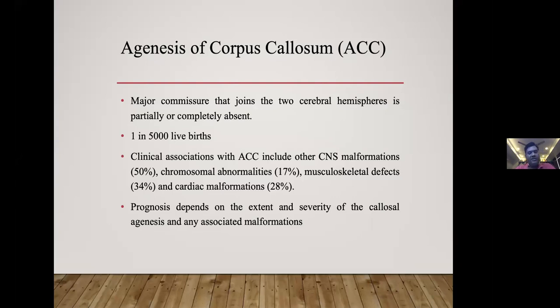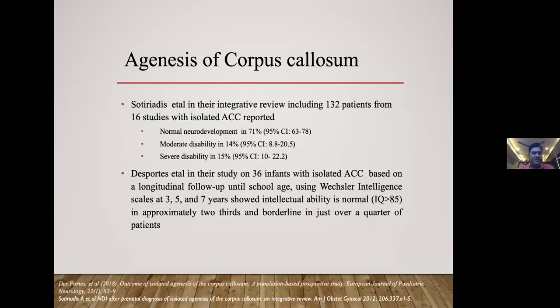The prognosis again depends on the extent and severity of the callosal agenesis. Sometimes they are partial, rostral, like that. Here the prognosis may be better, along with associated malformations. So the case series which is generally narrated in most of the literature is one by Moutard. Here we saw that normal development was seen in 75% of the cases, moderate disability in 14%, and severe disability in 15%.